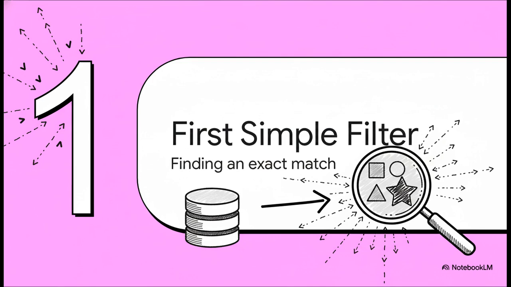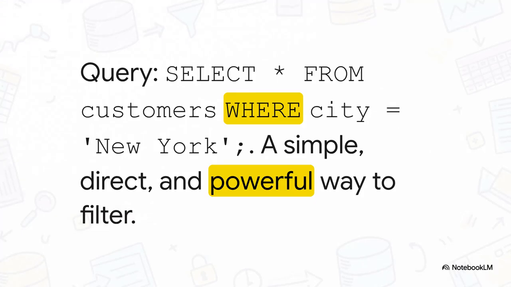Okay, enough talk, let's get our hands dirty and solve our very first case. We're going to use a simple filter to find a perfect exact match. Remember our big question? We wanted to find customers from New York. Well, this query does exactly that. We're telling it to select everything. That's what the little asterisk means. From our customers table, but only where the value in that city column is exactly New York. It's simple, it's direct, and it's incredibly powerful.